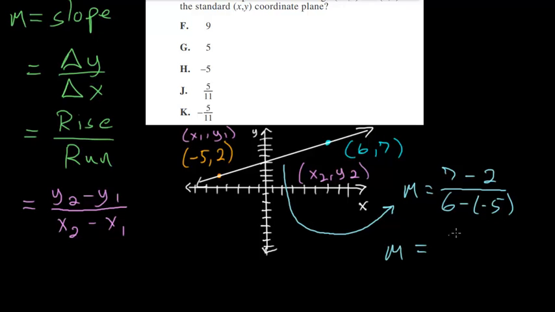So our slope is equal to 5 in the numerator, because that's 7 minus 2. And 6 minus -5 is the same thing as 6 plus 5. And 6 plus 5 is 11. So our final result is that the slope is this fraction of 5/11. And you can see that that is choice letter J here.